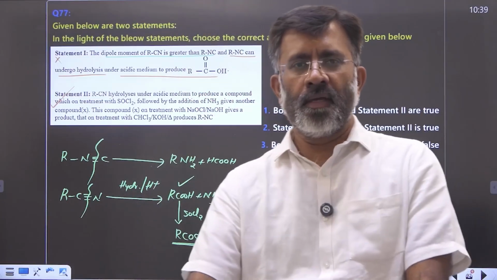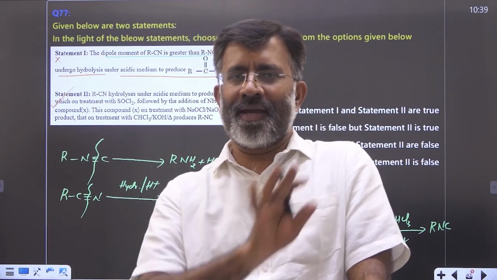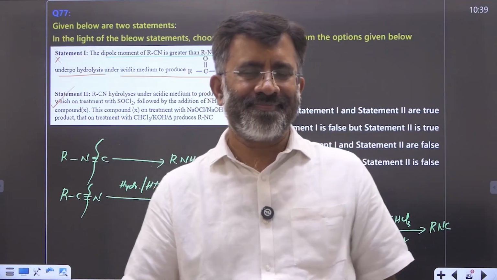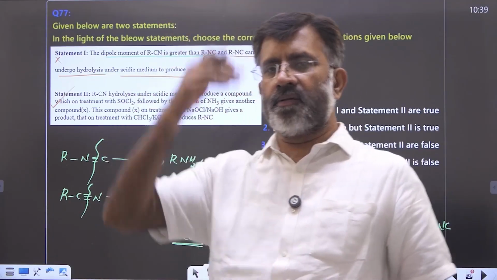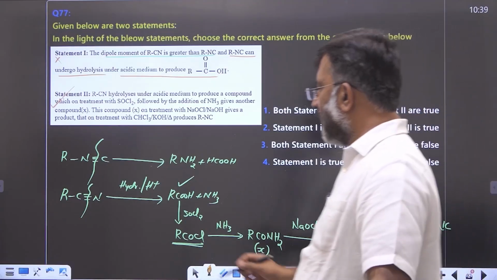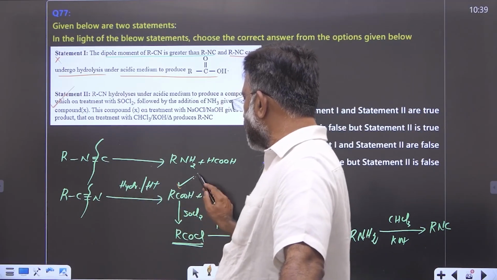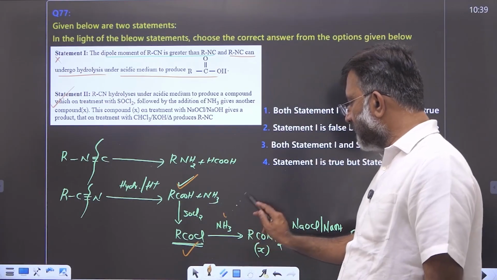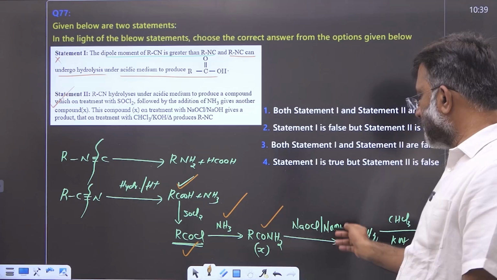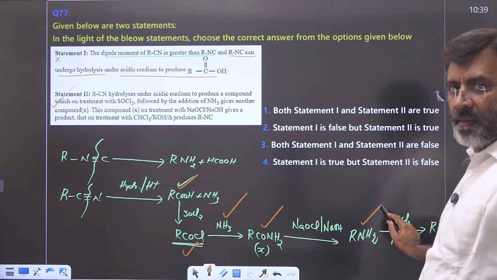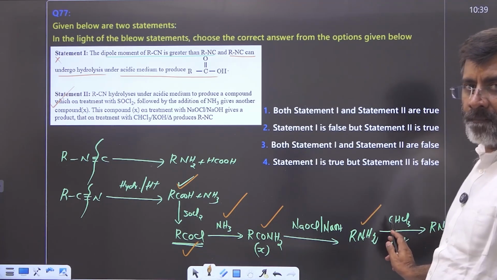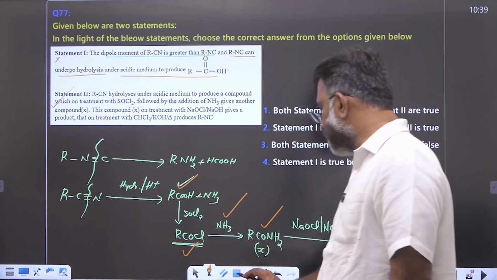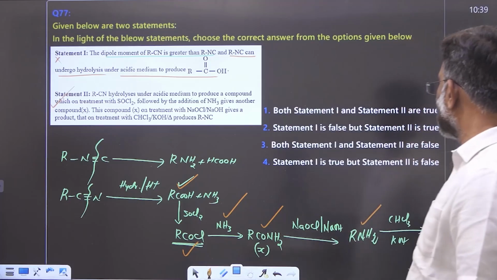What is wrong in it? RNC upon hydrolysis, you don't get RCOOH, you get RNH2. While in the second statement, all the sequences given are perfectly correct. RCN on hydrolysis gives RCOOH. With SOCl2, you get RCOCl. With ammonia, you get amide. That degradation reaction gives a primary amine. That undergoing the carbylamine test gives isocyanide. The second statement is perfect. So the first statement is wrong, the second statement is correct.